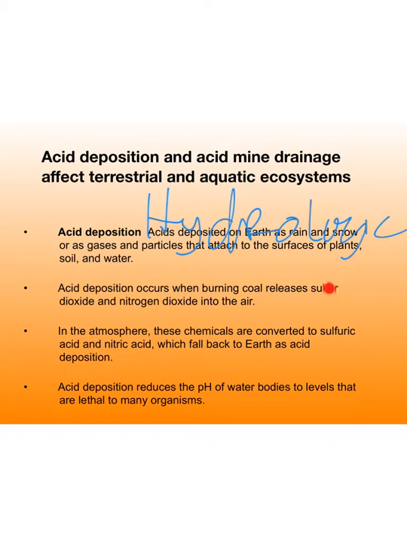Especially when we're burning coal. Remember that, burning coal, nitrogen dioxide. So this is going to be like sulfuric acid, nitric acid, right? In the atmosphere, these chemicals are converted into sulfuric acid, nitric acid. I just said that. Look, I'm not even looking at my PowerPoint, and I know these things. I'm kind of a little bit proud of myself.